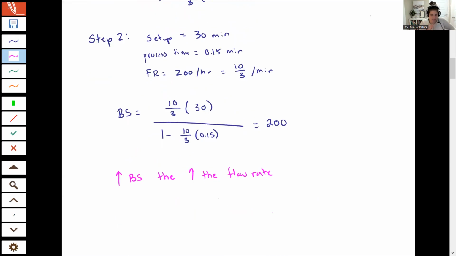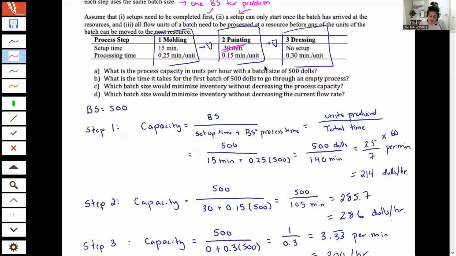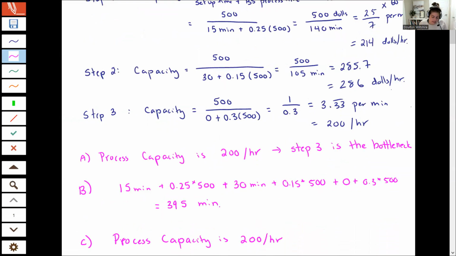Our goal is to minimize inventory. I could just pick a batch size of 1,000, or like we just did above, 500. And for both step 1 and step 2, they were able to exceed that 200 per hour. But the problem is that we just have a buildup of inventory between the buffers, and our goal here was to minimize inventory. So we're trying to bring these in line as much as possible.